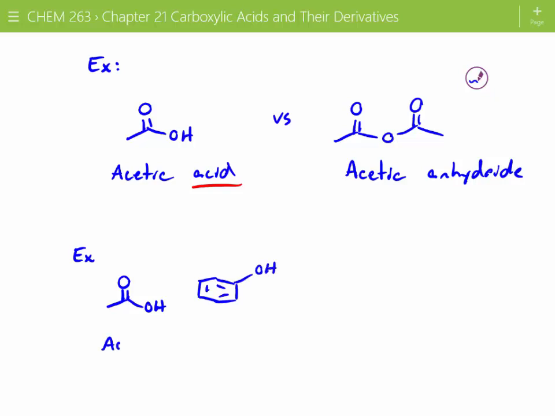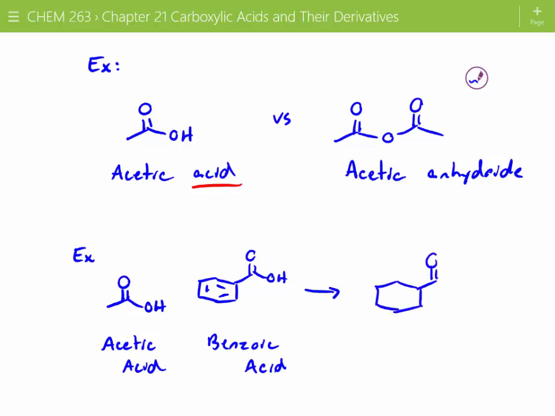So this would be acetic acid. This should be benzoic acid. This would go and form a new molecule that could be an anhydride. Benzoic anhydride. Am I right?